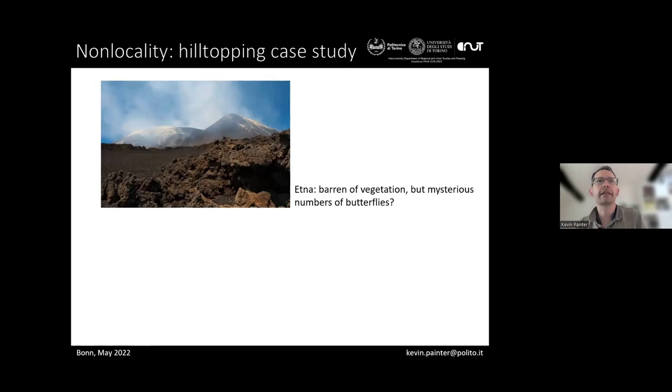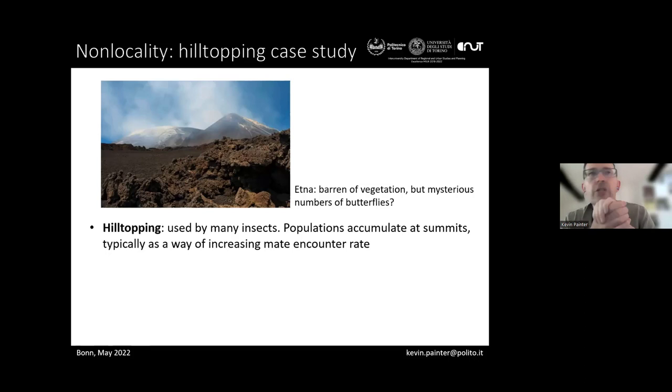Well, one would be to incorporate non-locality. And to do this, let's look at a case study of hilltopping. I was up at the top of Etna a few years ago, and I noticed that even though it was a very barren landscape, there were lots of butterflies there. And that didn't make sense because there was no vegetation, so nowhere really to lay eggs or anything like that. So I asked an entomologist about what was happening here, and he suggested that it was a process of hilltopping.